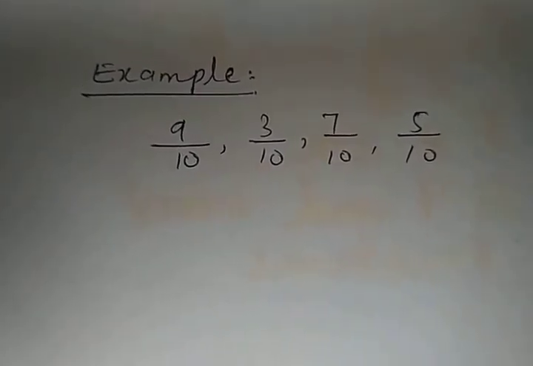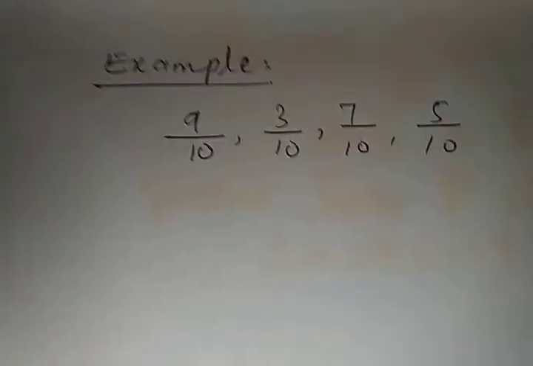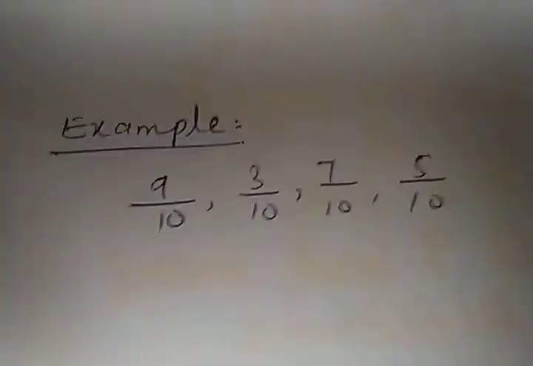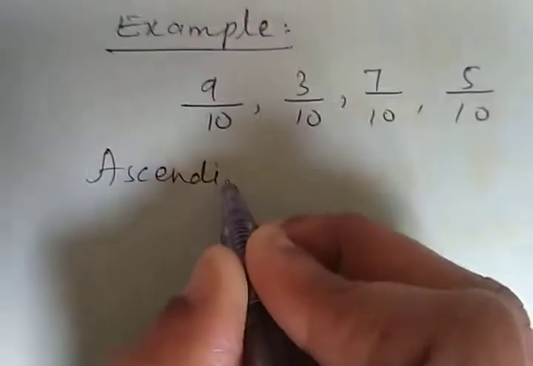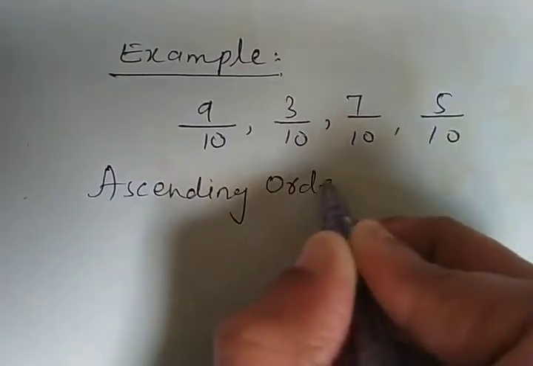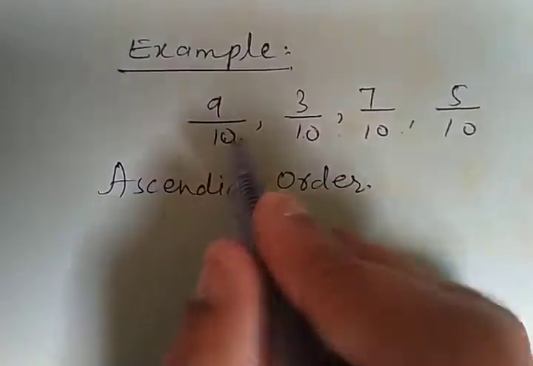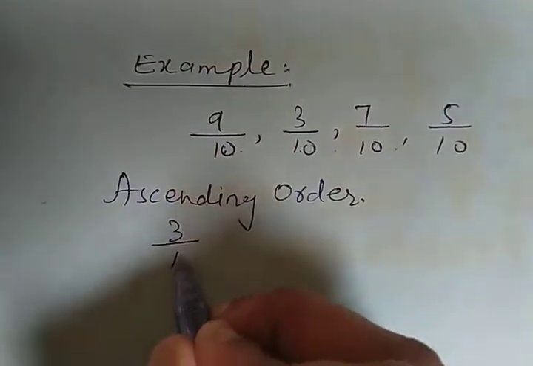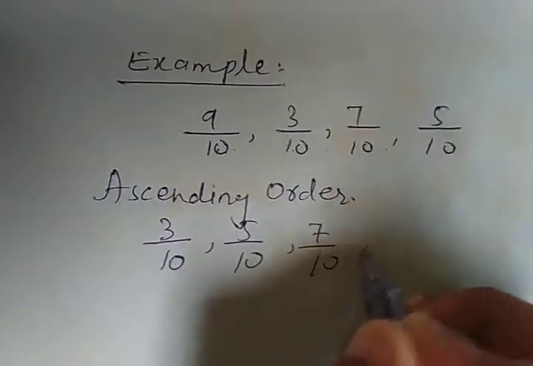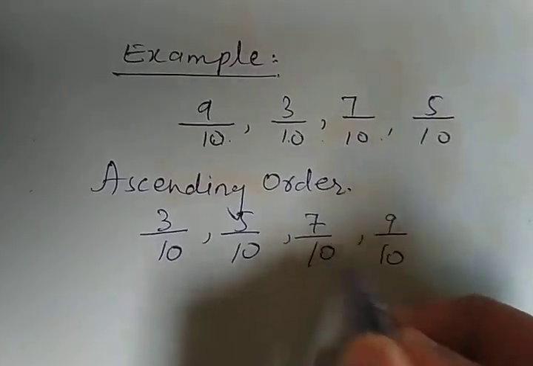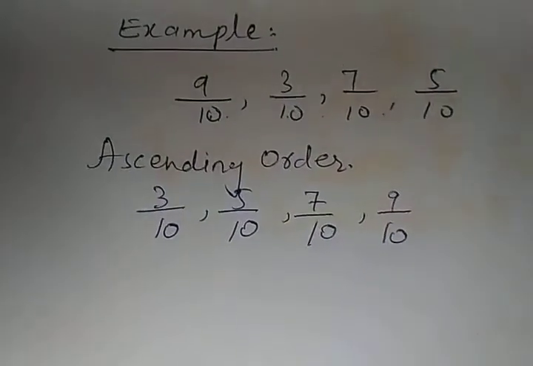We arrange the numerators in ascending order to get the fractions in ascending order. If the denominators are same, if the fractions are like fractions, then in ascending order: 3/10, 5/10, 7/10 and 9/10. You have to arrange these numbers in ascending order.